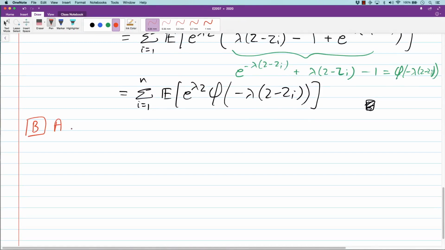So, a generalization of the Herbst bound.